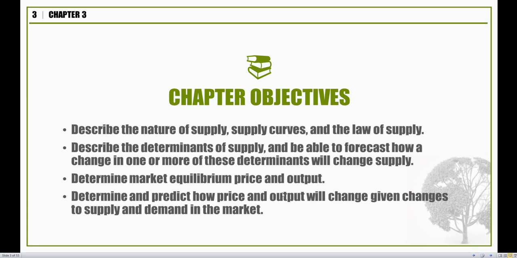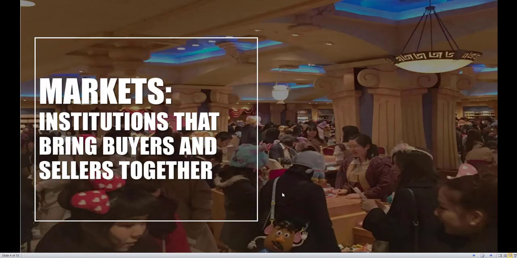So just starting off pretty simple, let's talk about what markets are. Markets are institutions that bring buyers and sellers together. Essentially, markets are a place for you to exchange money for goods and services. So let's write that down just so you get a better idea of what markets are. This is where buyers and sellers meet with one another in order to buy goods and services. It's also a place to exchange money for goods and services.